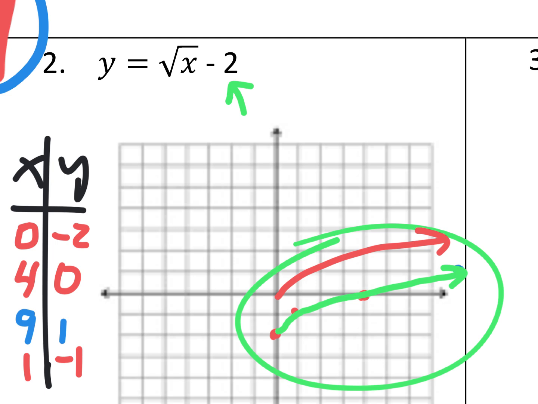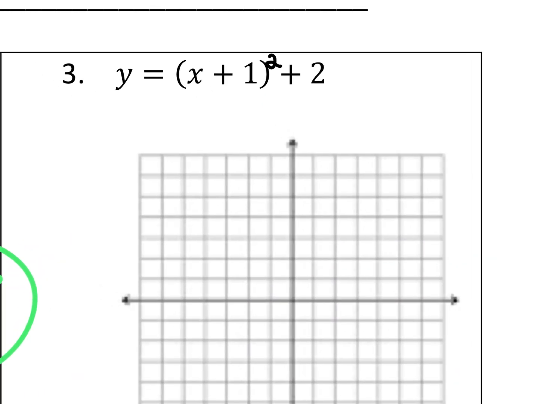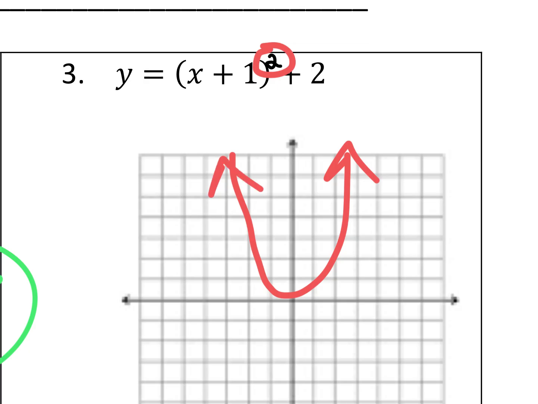All right, on to number 3. Now the teacher squeezed in a little squared there because that means the parent graph would be a parabola like this. And the teacher wanted you to be able to move it 2 ways.